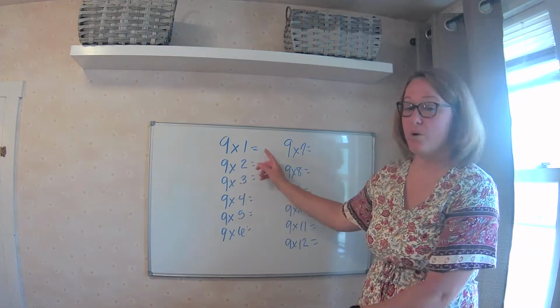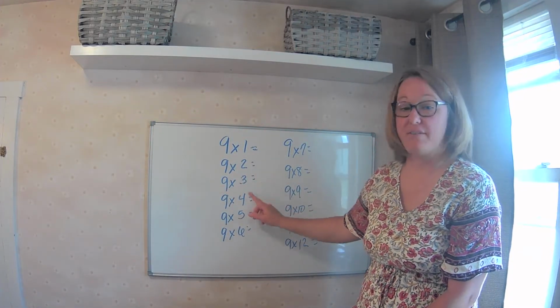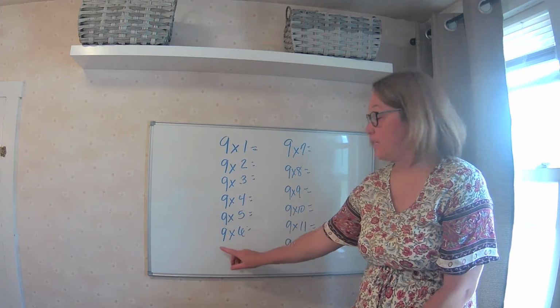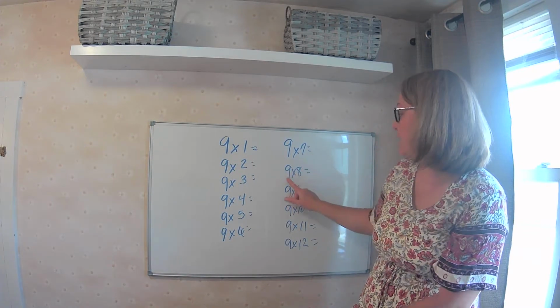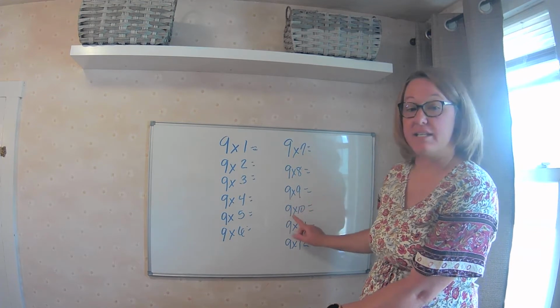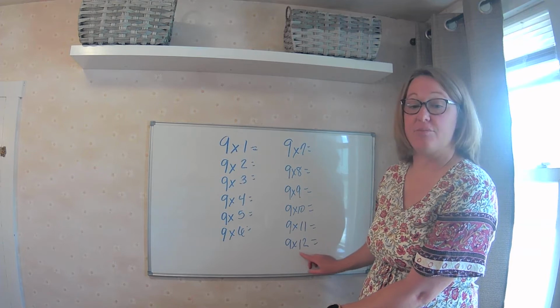We have 9 times 1, 9. 9 times 2, 18. 9 times 3, 27. 9 times 4, 36. 9 times 5, 45. 9 times 6, 54. 9 times 7, 63. 9 times 8, 72. 9 times 9, 81. 9 times 10 is 90. 9 times 11 is 99. 9 times 12 is 108.